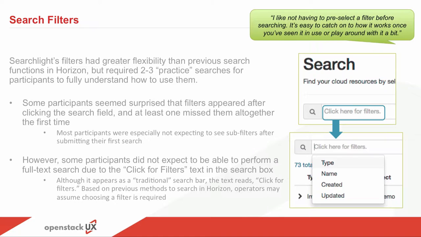Another thing was that some people didn't expect to be able to do a regular full text search. They felt that the filters, based on their previous experience in Horizon, was the only way to perform the search, and that they were required to make a selection from the menu before continuing on with the search. So you can see in this image, once that first search box is clicked, you get a menu with 4 types of filters which you could use.